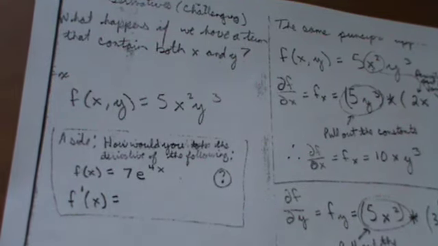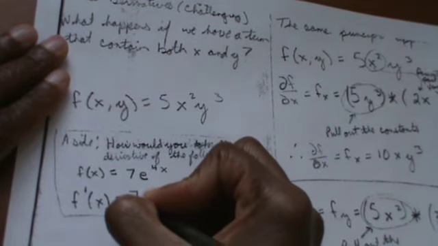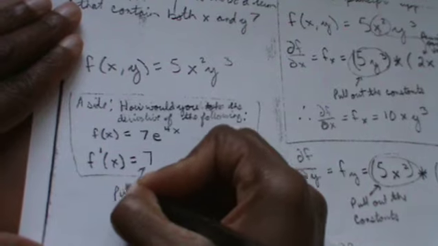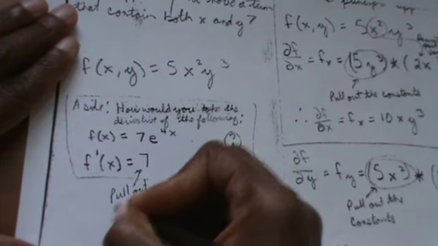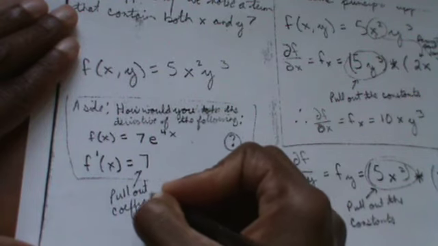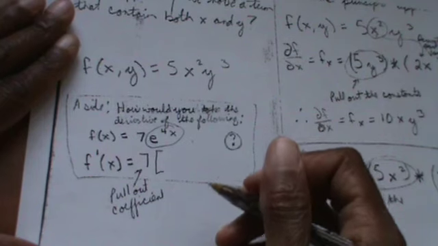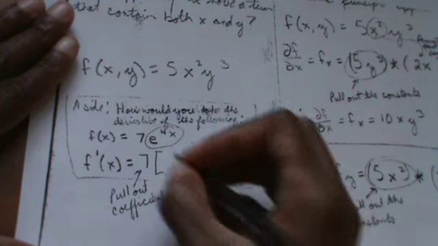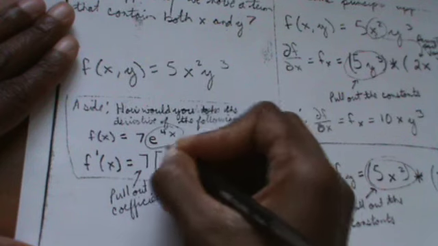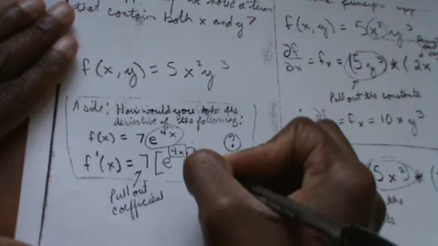Now notice this is a single variable function, and we pull out the 7, the coefficient. We ignore that so that we can focus on taking the derivative of the e part. Now the e has 2 steps. Copy e to the 4x times the derivative of this power, which is 4.